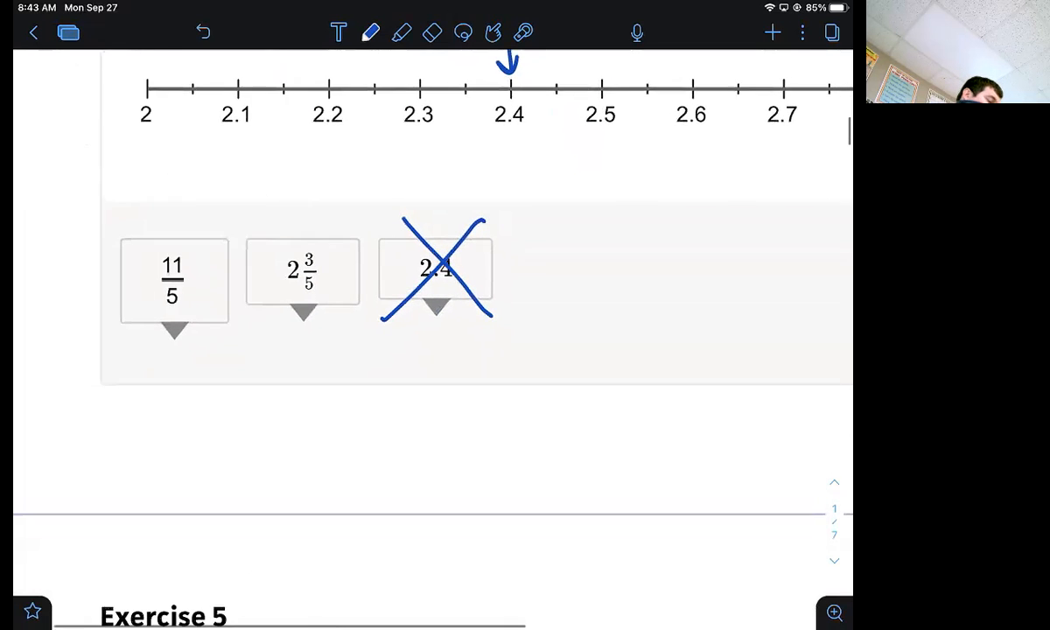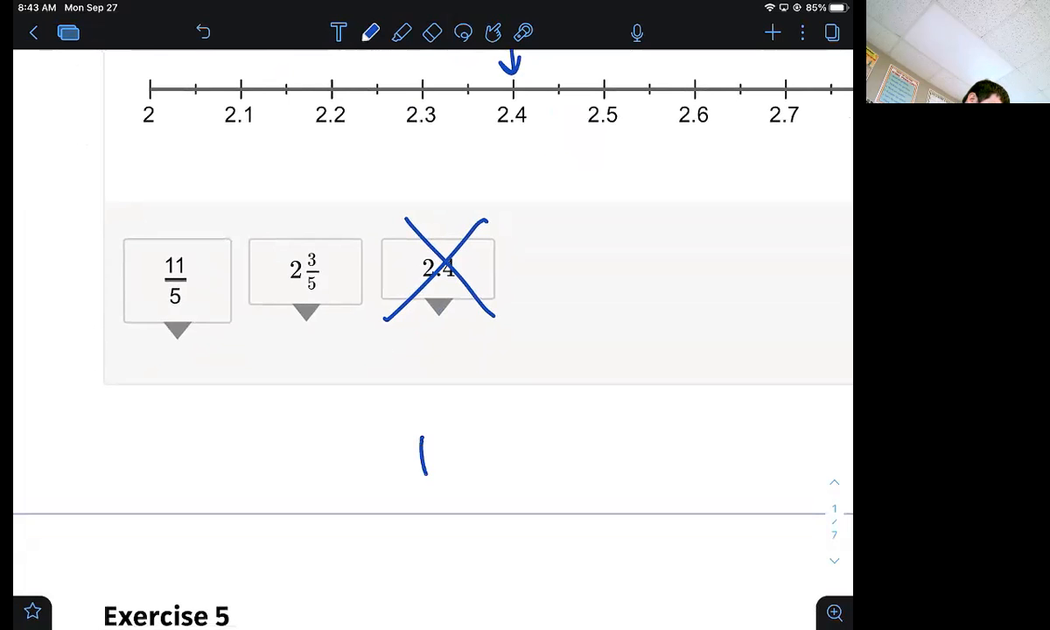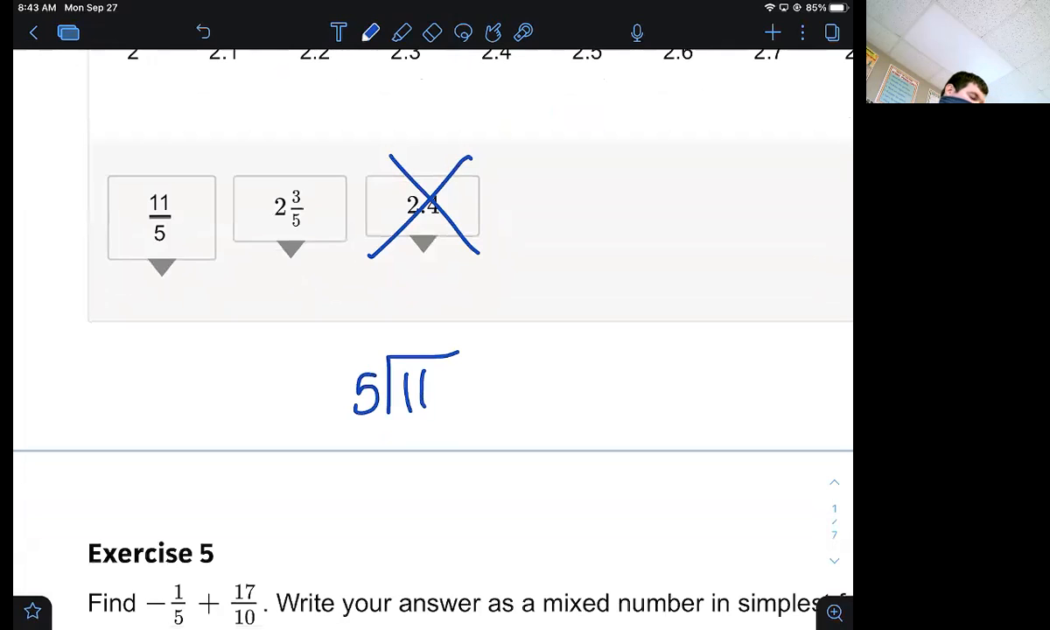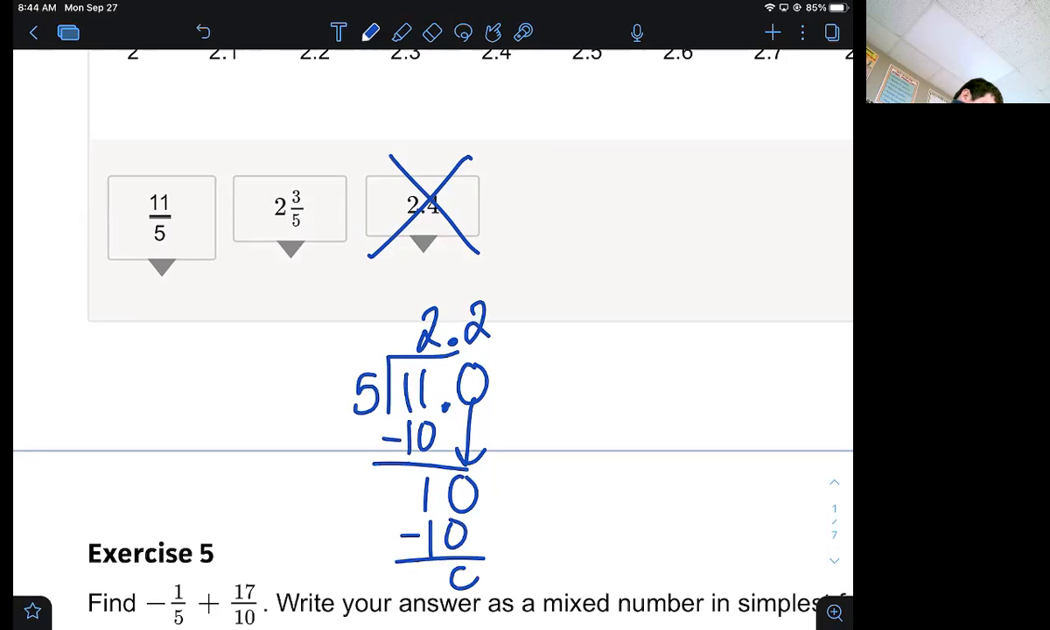And you can do that again by doing top divided by bottom, 11 divided by 5. Ashley, how many times does 5 go into 11? Okay, that's going to give us 10. We subtract and get 1. Put a decimal point. 2 of them actually. Drop down to 0. And Ashley, how many times does 5 go into 10? 2 times. That's right. So 11/5 is equal to 2.2.